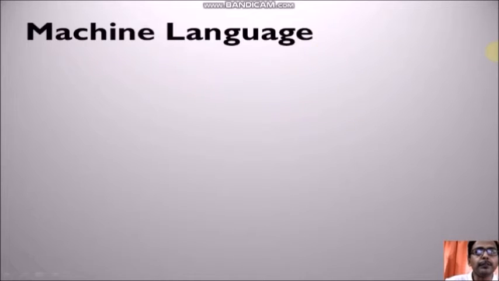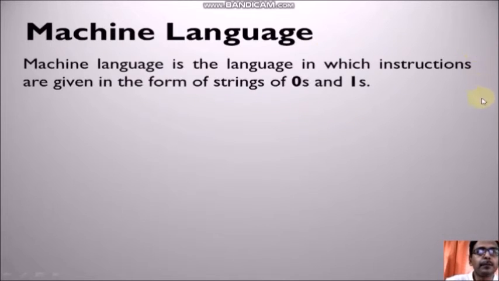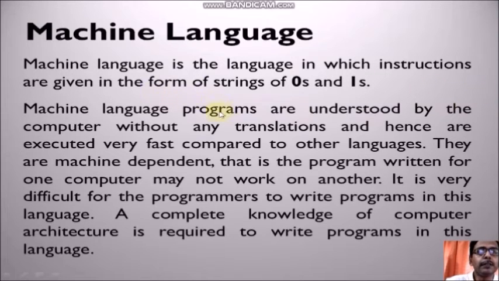First one, machine language. Machine language is a language in which instructions are given in the form of strings of zeros and ones. So the machine can't understand anything other than 0 and 1. Machine language programs are understood by the computer without any translation, and hence they are executed very fast compared to other languages. So they can be understood directly by the computer, so they are very fast.